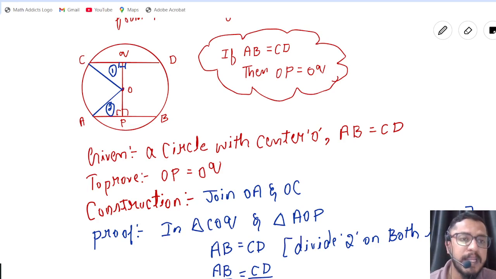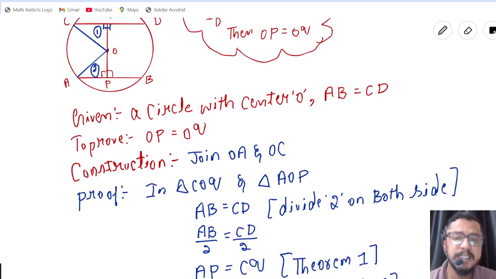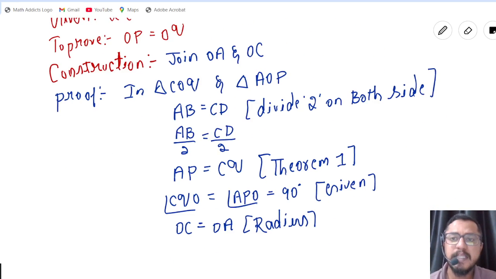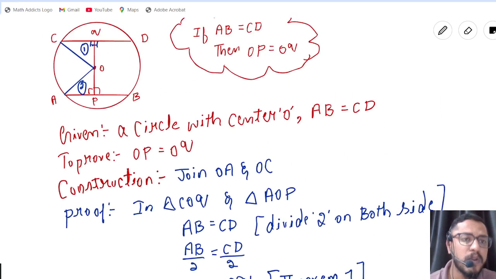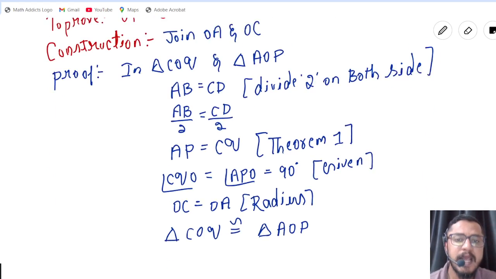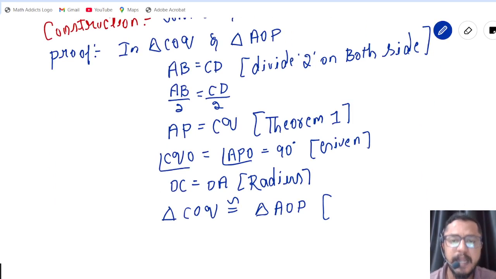Therefore, now be careful, in triangle COQ, for C which angle is equal? A is equal. Okay, AOP, you have to write it as COQ. Triangle COQ is congruent to triangle AOP. Just observe, triangle COQ is congruent to AOP by which criteria? By RHS criteria.